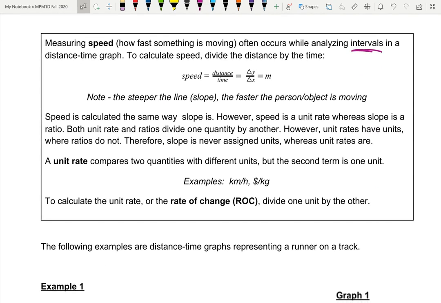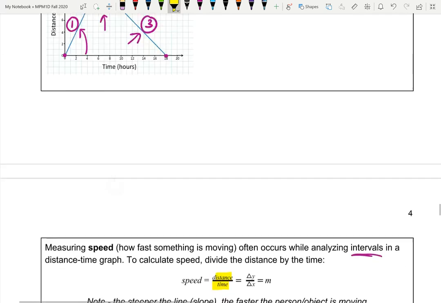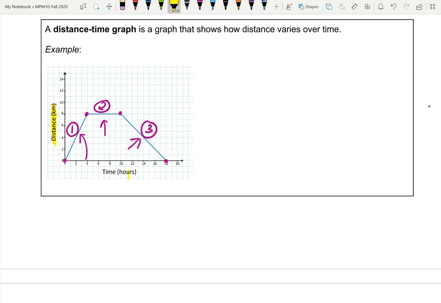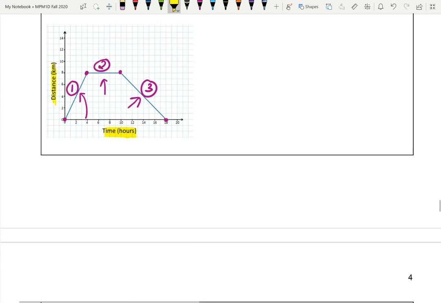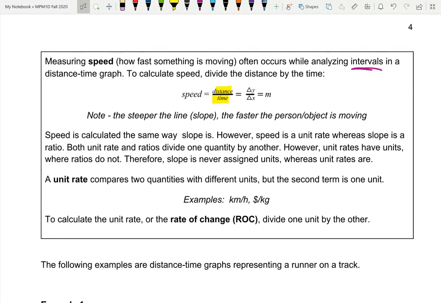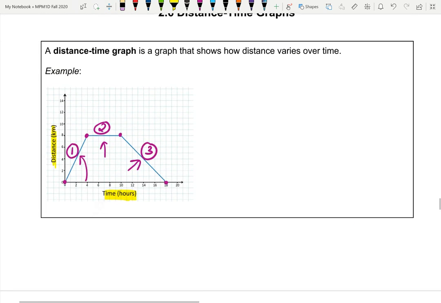To calculate the speed, you would divide distance by time. So speed is equal to distance over time, so y over x. Where have we seen that before? Change in y over change in x is how we calculate slope. So calculating speed is the same way that we would calculate slope. The steeper the line or the slope, the faster someone is moving.